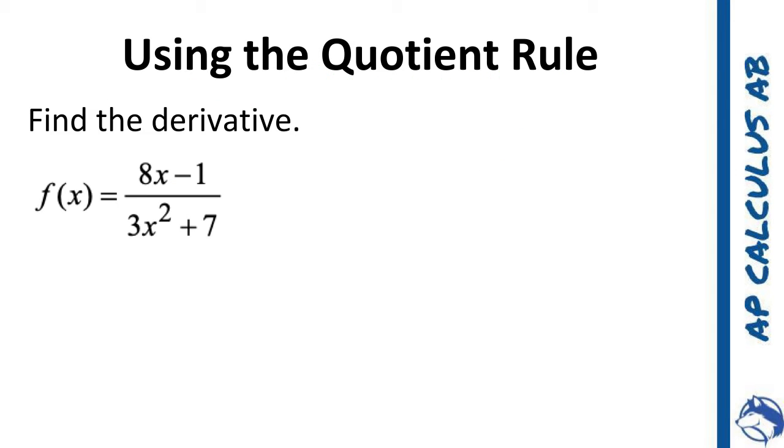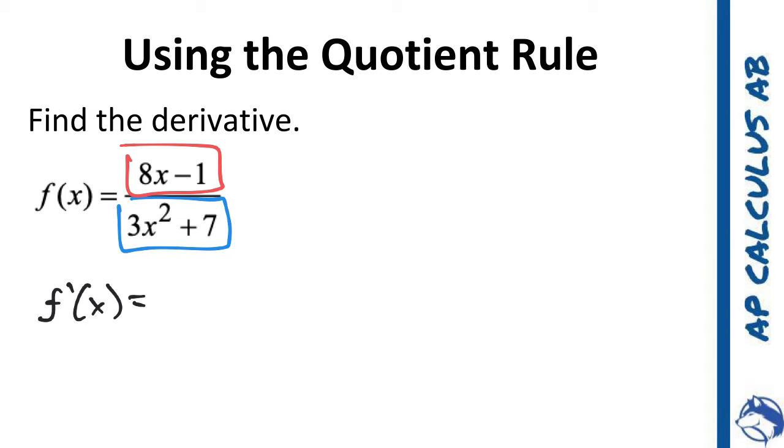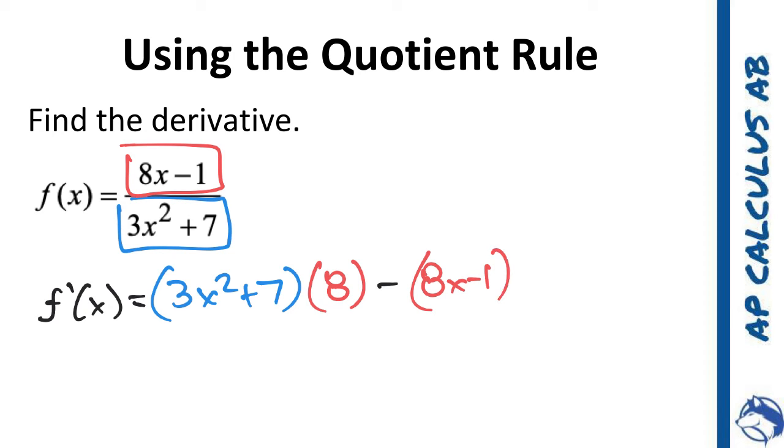So using the quotient rule, what I'm going to do is find the derivative here. I like to just keep everything colored. So that's my low, this is my high, and I just go for it all in one. So f prime of x is equal to my low times the derivative of the high. Well, the derivative of the high is just 8, minus high d low. The derivative of the low is 6x. And this is all over low squared.